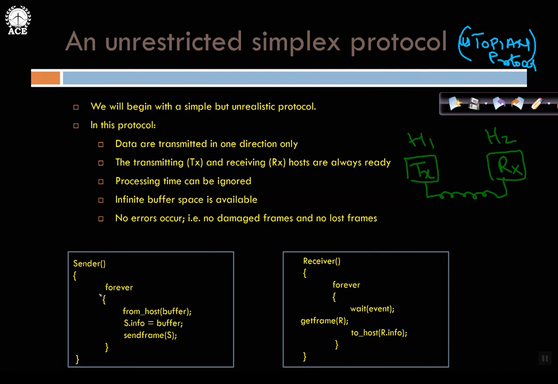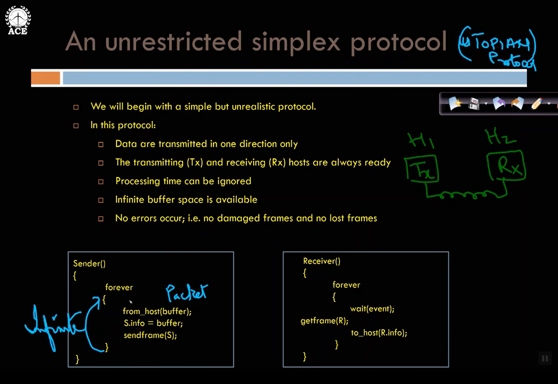This is the simulating code for sender. It runs infinitely, an infinite loop. I'm assuming the existence of a procedure called from host. Look at this, the library procedure. It takes data from host, this protocol, in a buffer. Buffer means some array, something like that. And this is nothing but the packet coming from the host on network layer. So this packet is encapsulated in s.info. What is s? S is a variable that indicates the frame. So buffer is encapsulated in the information field of this, and then it will send the frame.